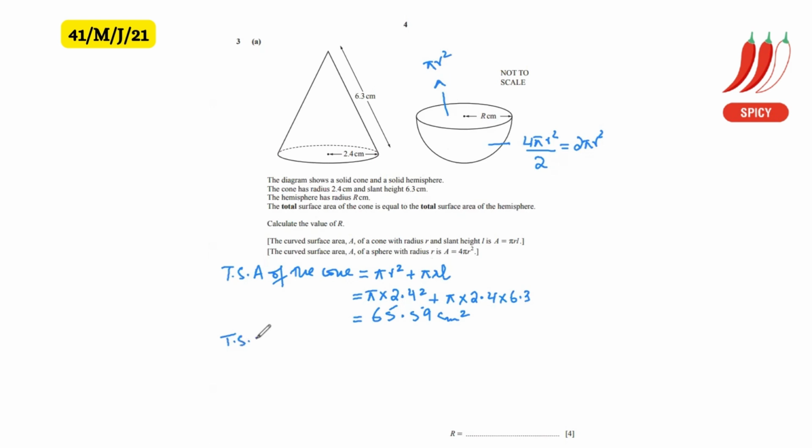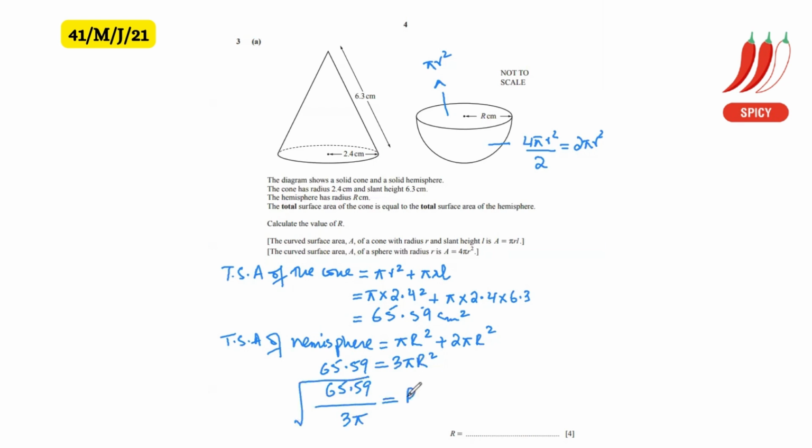So the total surface area of the hemisphere would be pi R squared plus 2 pi R squared. That's 3 pi R squared. Now, as the question says, the total surface area of the cone is equal to the total surface area of the hemisphere, which means 65.59 is equal to 3 pi R squared. 65.59 divided by 3 pi, and take the square root of that, and R equals 2.64 centimeters. That's your answer.